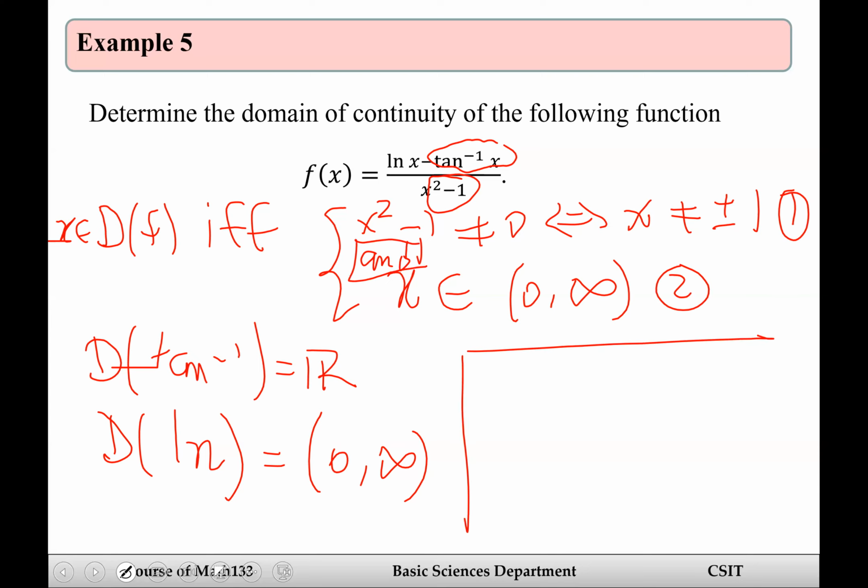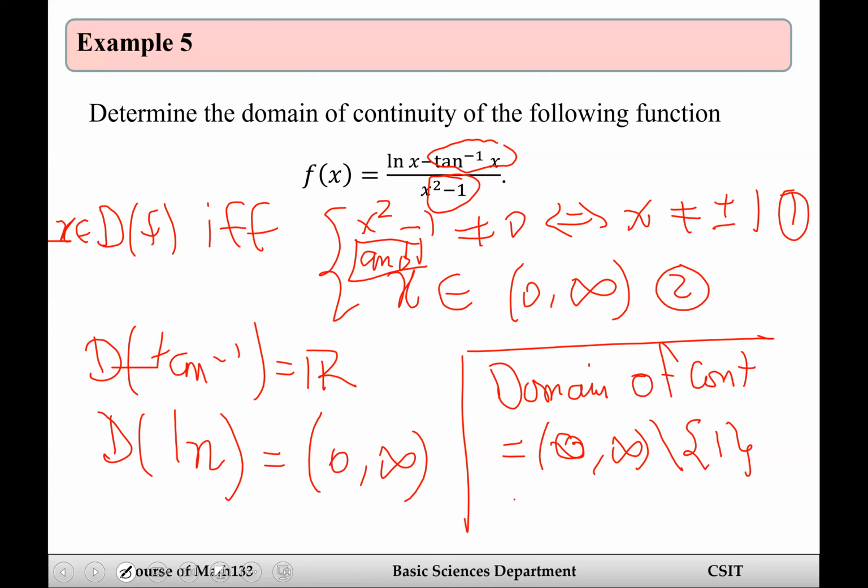So here I will find that the domain of continuity, which as we said is the same as the domain of definition here, will be equal to (0, infinity). And we should remove plus or minus 1. But since minus 1 is already outside (0, infinity), we will only remove 1. That we can write in the following way: (0, 1) union (1, infinity). So that's the domain of continuity of this function.